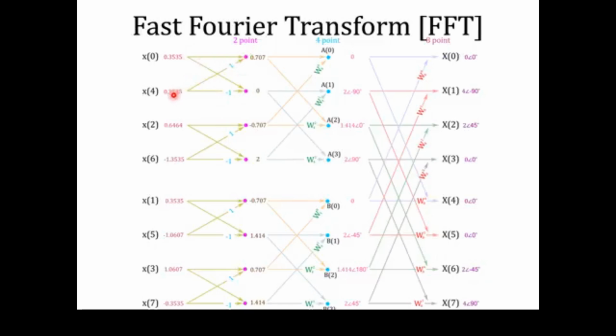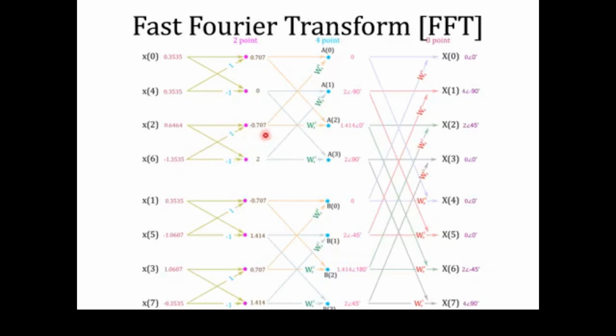0.3535 plus 0.3535 into 1, which makes it 0.707. Similarly, 0.3535 plus 0.3535 into minus 1. So 0.3535 minus 0.3535 will make it 0. Now let's come to this output. How is it calculated? 0.6464 will appear as it is during addition, while minus 0.3535 will be first multiplied with 1 and then we will add them. So 0.6464 plus 1 times minus 0.3535, the answer will be minus 0.707.